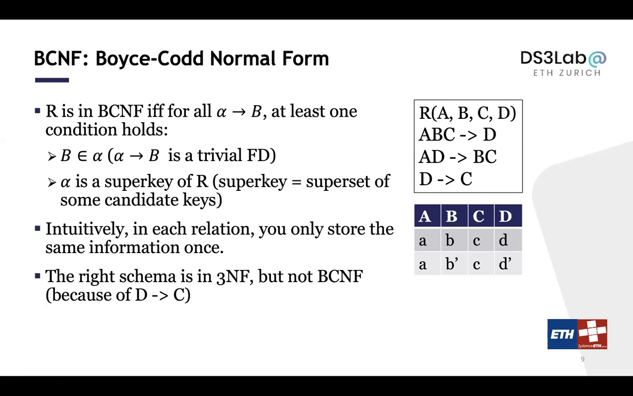This design is actually in third normal form, but not in BCNF. The reason is, if you look at the third functional dependency, it is not trivial, and the left-hand side is not a super key. But the right-hand side is part of a key. One candidate key is ABC, and the right-hand side is part of that key. So this is okay for third normal form. This design is in third normal form. However, it's not okay for BCNF, so it's not in BCNF.